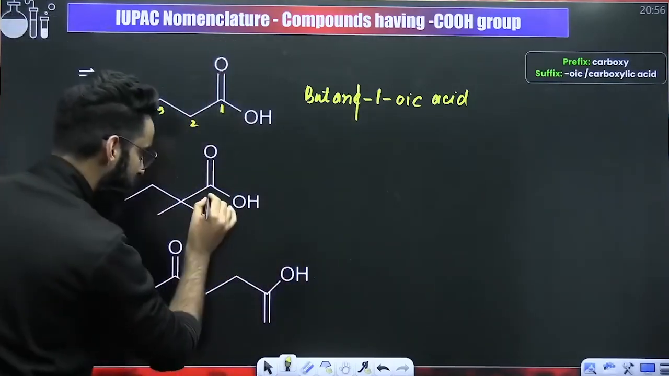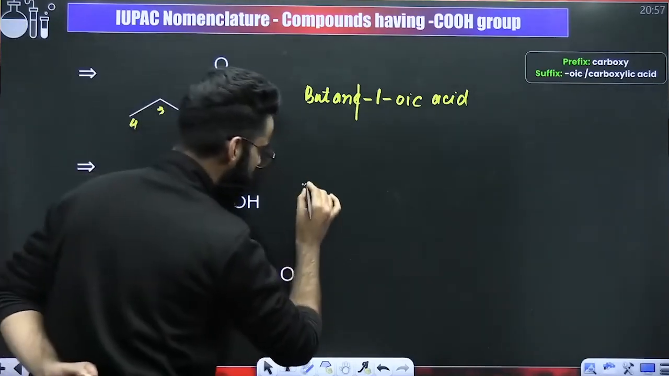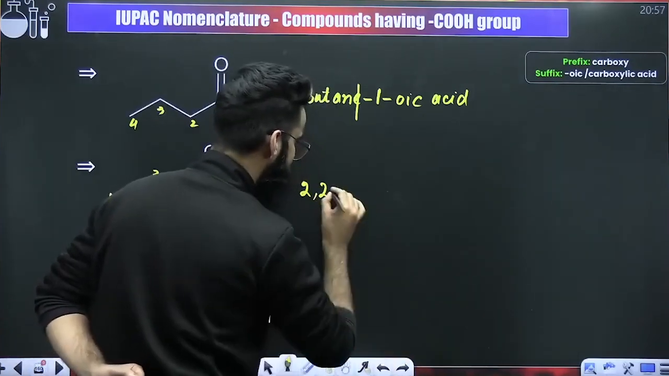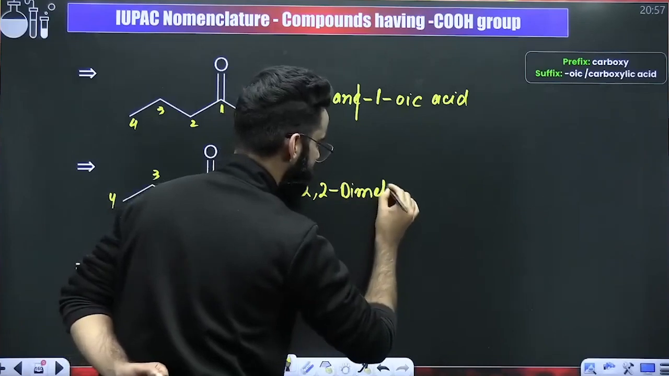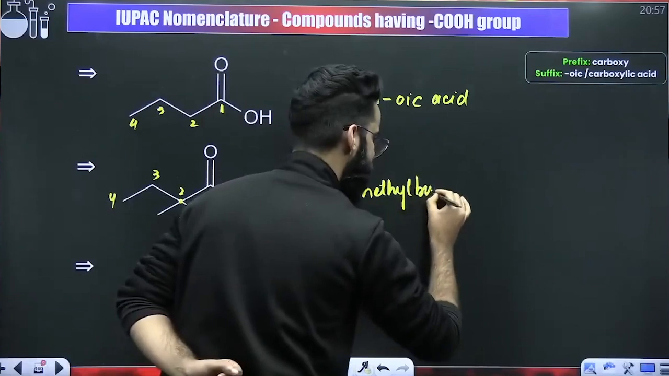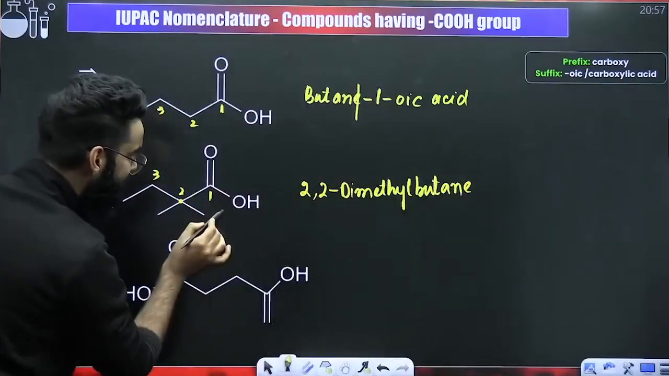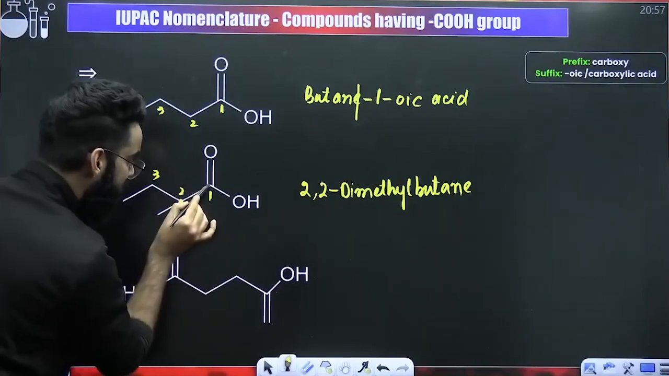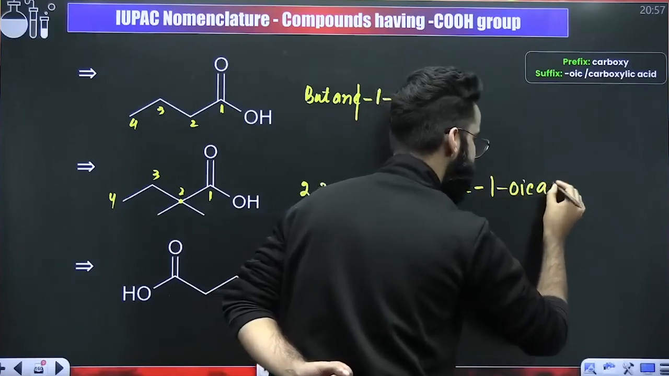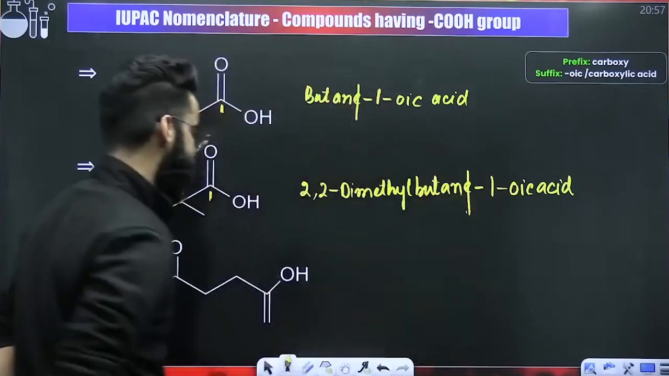Look at the next one. Calling this 1, this is 2, this is 3, this is 4. So at carbon number 2, you have got 2 methyl groups. So it is 2,2-dimethyl. Now, in the main chain, 4 carbon atoms. So but. Everywhere it's a single bond. Butane. And over here, as you can see, it is carboxylic acid. The carbon of the carboxylic acid is the part of the main chain. So it's going to be 1, suffix used is oic acid. After E, vowel sound is starting. So drop this E over here.